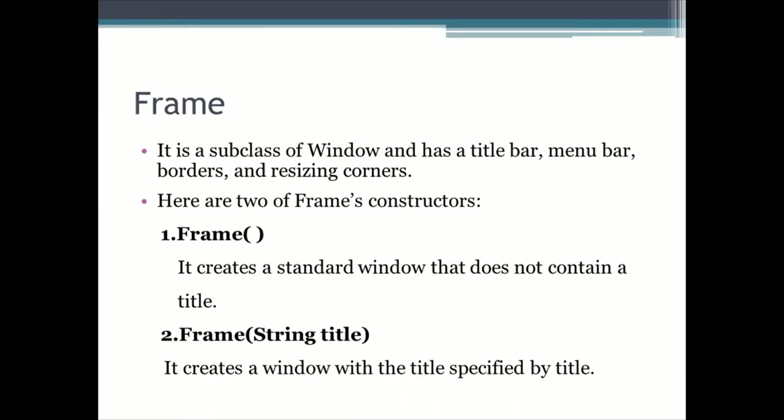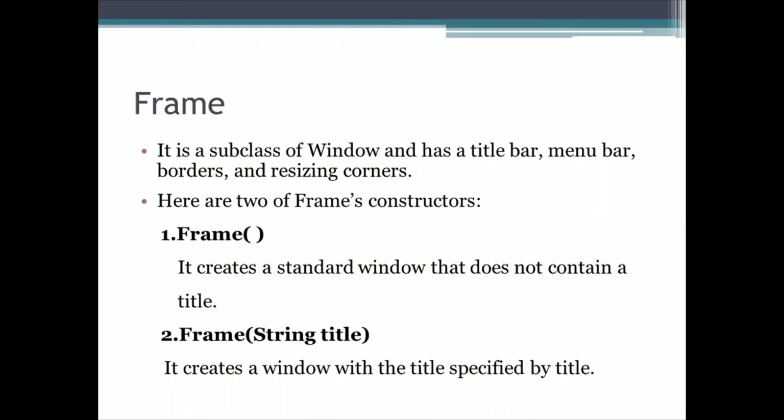GUI using frame class. In the previous video, we have seen all the programs using applet, by extending the applet class. Here we can see the program by using frame. First of all, we'll see what is frame. It is a subclass of a window and has a title bar, menu bar, border, and resizing corner. Means we'll get the same window like an applet window, and we can add all AWT components in frame also.